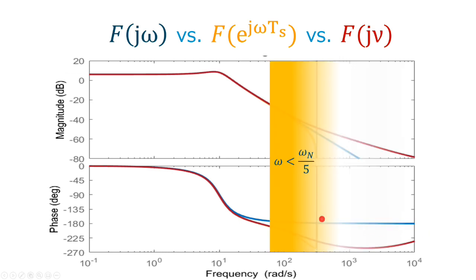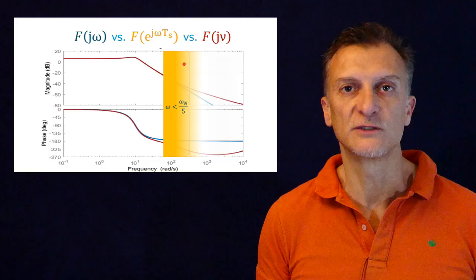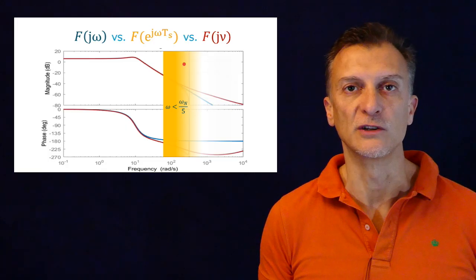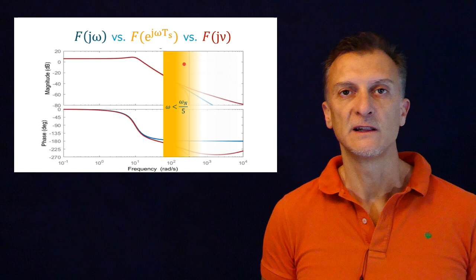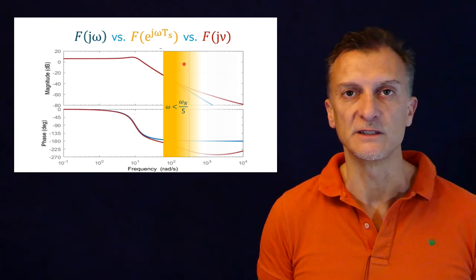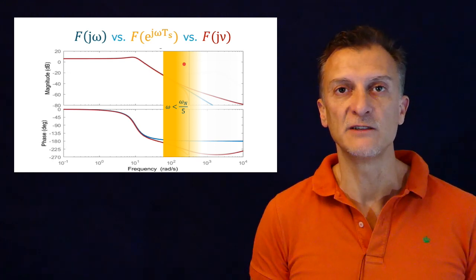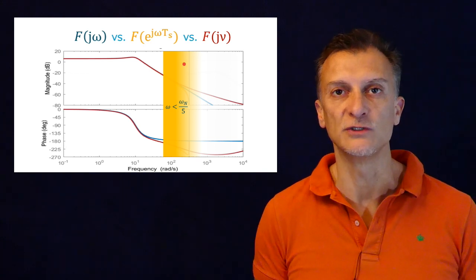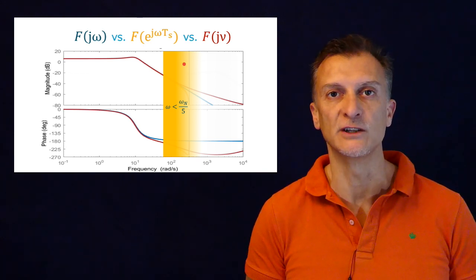What matters is that the operating frequency is 1/5 of the Nyquist frequency. This is where our maximum frequency should be. It is the same to operate in Fj omega, Fz, or Fw. So the point is that now we can use the asymptotic bode plots for developing our controller, for instance, lead compensators or lag compensators, it doesn't matter. What matters is that we can develop our controllers the same way we did for continuous time systems, so we can make use of all this knowledge that we already have.